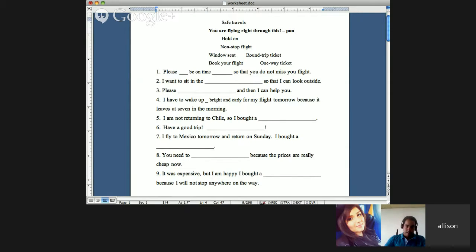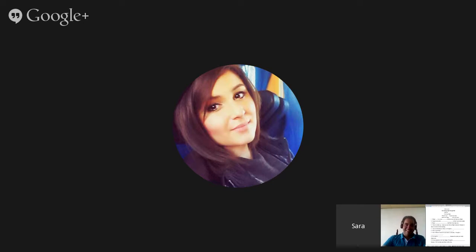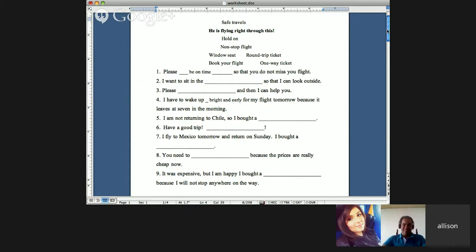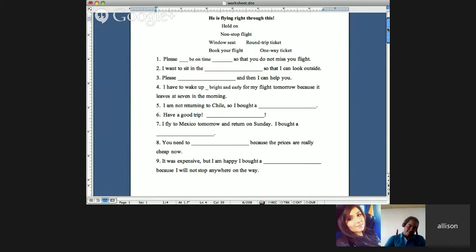So this expression, you or you both, you guys, or he is flying right through this, that just means, wow, like he is working really quickly and very fast. So it's a good thing that I keep saying you guys are flying right through this. It means you guys are really fast learners. Well, thank you. All right. So let's continue to fly through this.